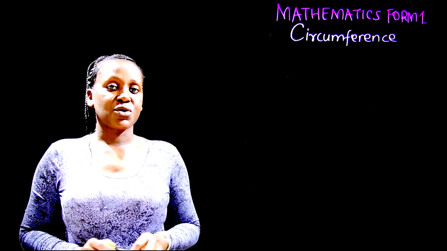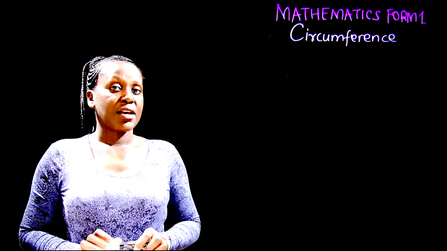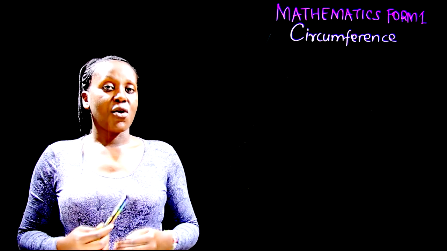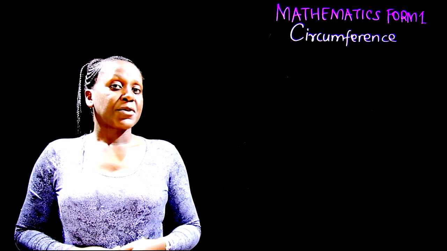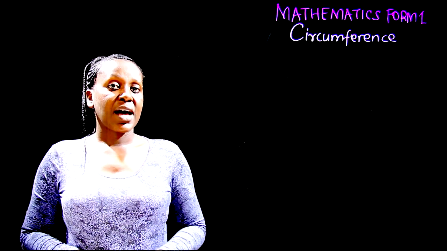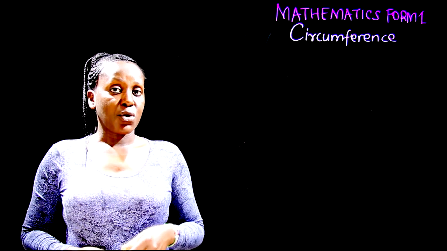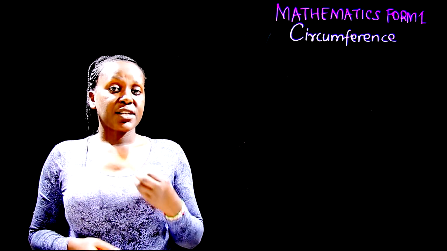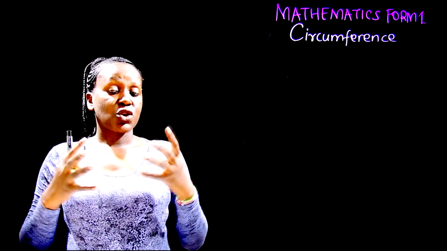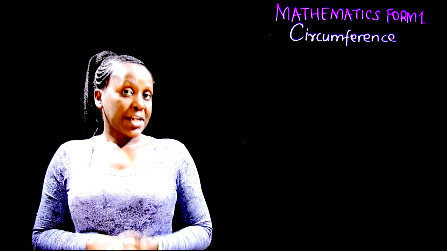I'm teacher Agnes and today we are going to be discussing the circumference. So the circumference is just another word for the perimeter of a circle. In the previous lesson, we were looking at how to determine the perimeter of different figures. For a figure like a rectangle, we agreed that we just need to add the length of all the sides, and then the total length will be equivalent to the perimeter of the rectangle.